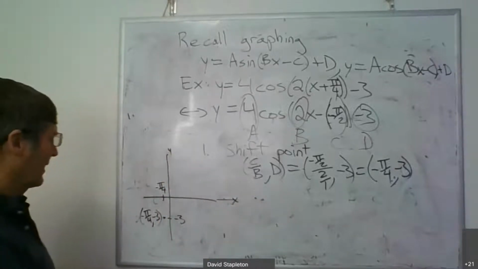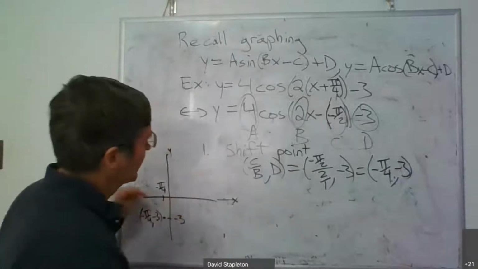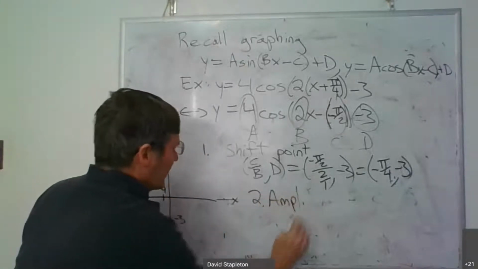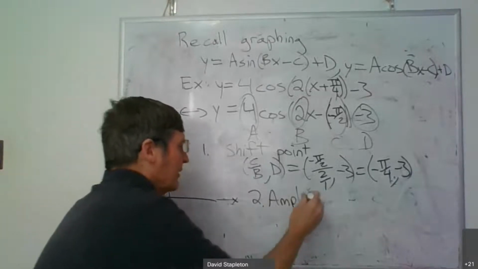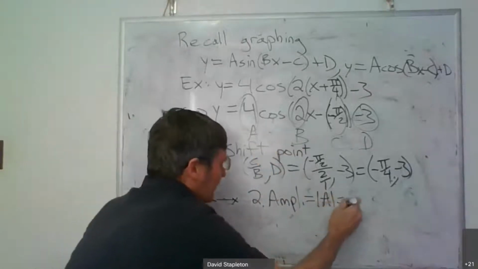Now, the second thing I do is I discover the amplitude. A for amplitude. But the amplitude is not actually A, it's the absolute value of A. Amplitude has to be a positive number. So we say it's the absolute value of A. A is already positive, so it's 4.